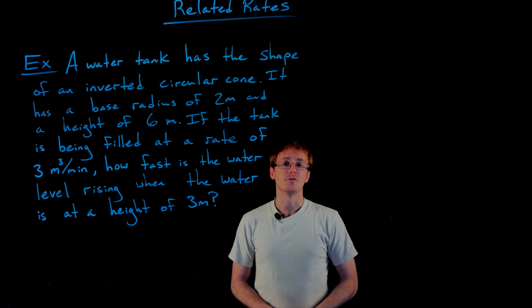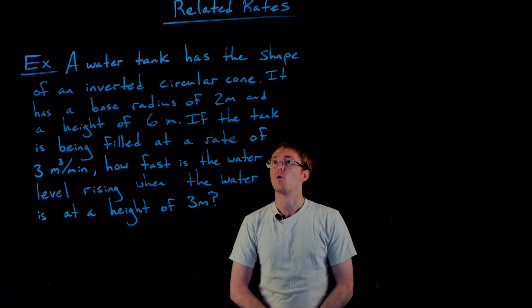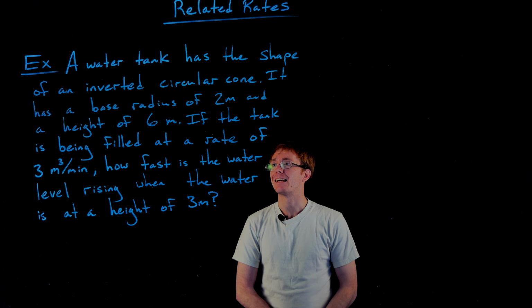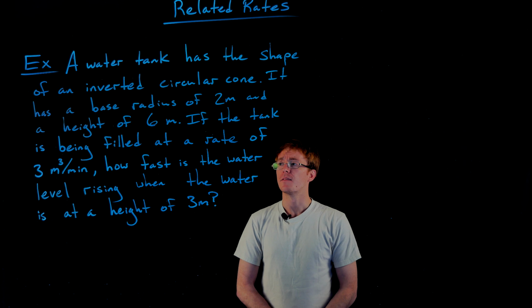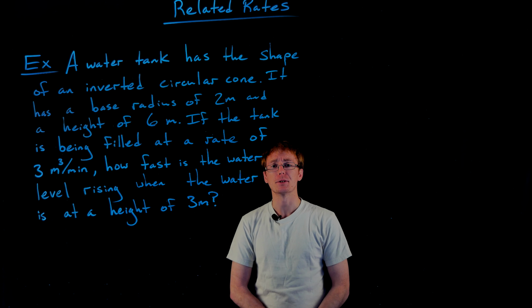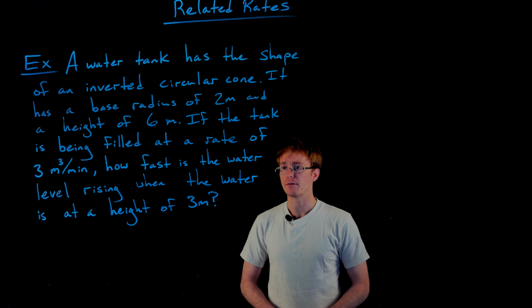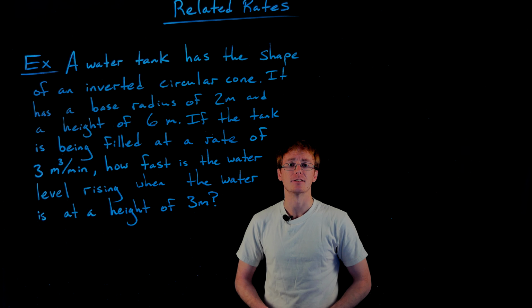Hey everyone, welcome back. In this video, we're going to do an example of a related rates problem. In this problem, we are told a water tank has the shape of an inverted circular cone. It has a base radius of 2 meters and a height of 6 meters. The tank is being filled at a rate of 3 cubic meters per minute, and we want to figure out how fast the water level is rising when the water is at a height of 3 meters inside of our tank.